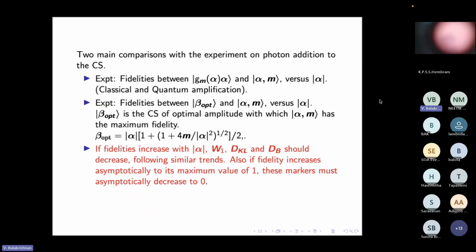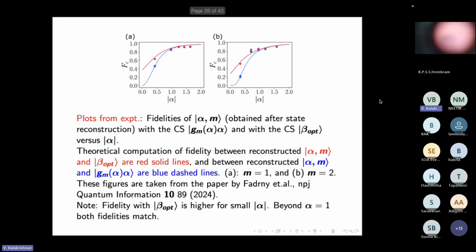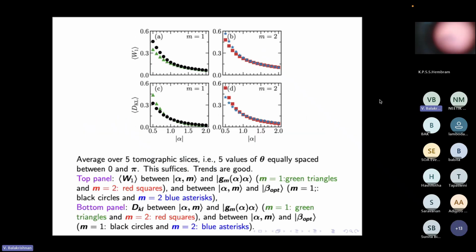But as I said, if fidelity is increased with mod alpha, these quantifiers, W1, DKL and DB, decrease and follow similar trends. Also, if the fidelity increases asymptotically to its maximum value of 1, these markers will asymptotically decrease to 0. And that's exactly what you see; these are the plots from the experiment. The fidelities are increasing, which means that the Wasserstein distance and DKL will decrease. So m equals 1 means addition of 1 photon, m equals 2 means addition of 2 photons.